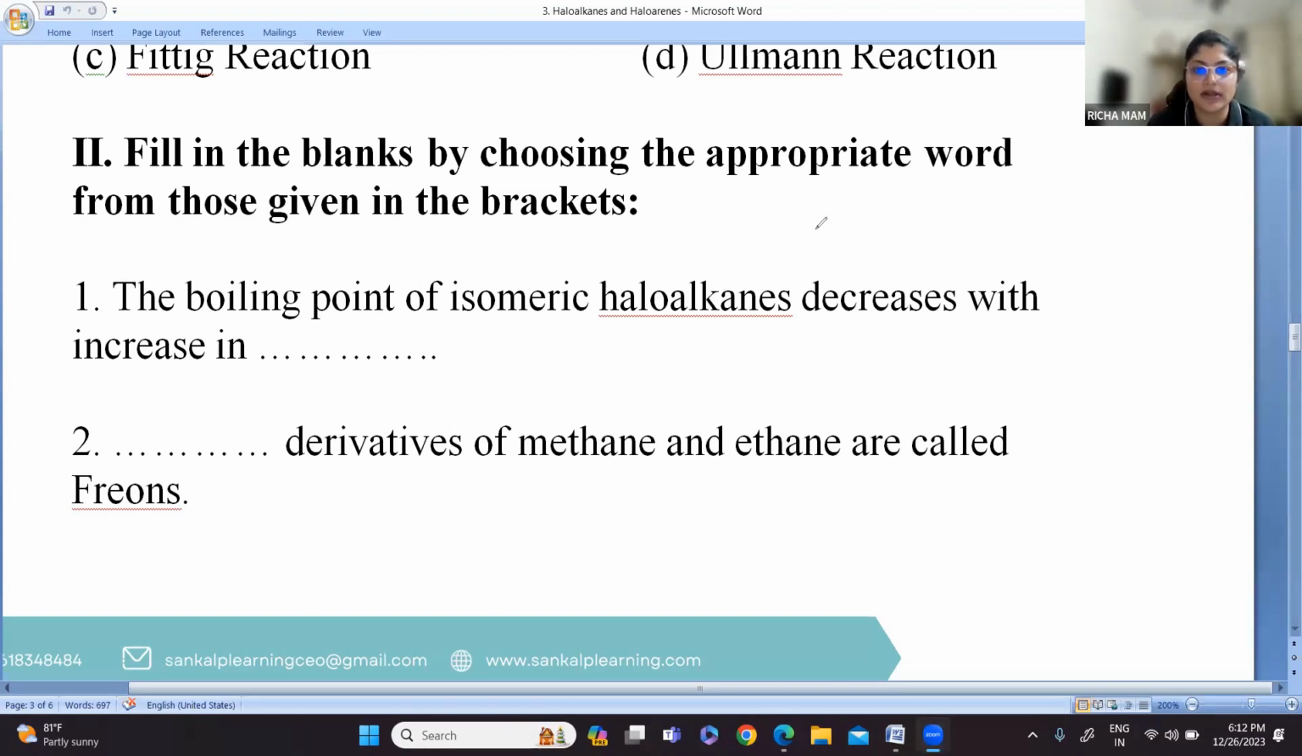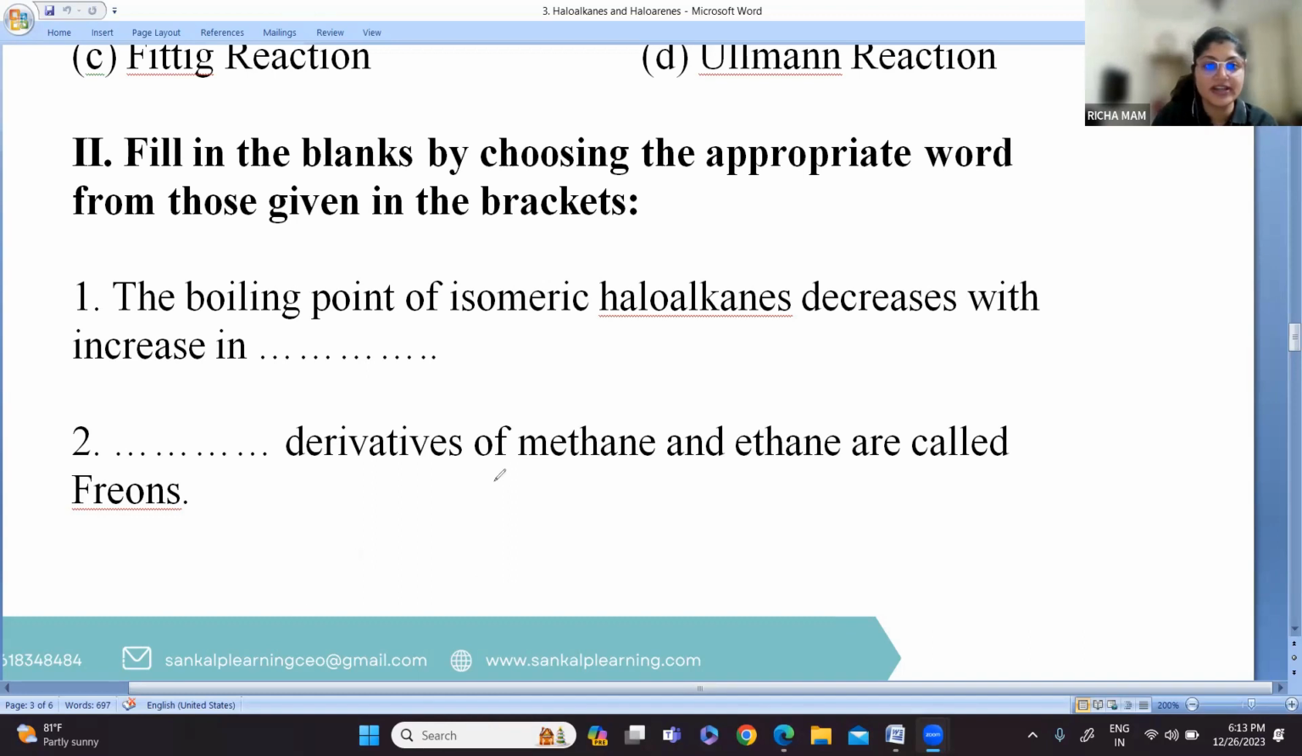Volatile. Type. Dash derivatives of methane and ethane are called as freons. What are freons? You have studied this in your theory, right? Freons are the chlorofluorocarbons. So the chlorofluorocarbon compounds of methane and ethane are called as the freons.